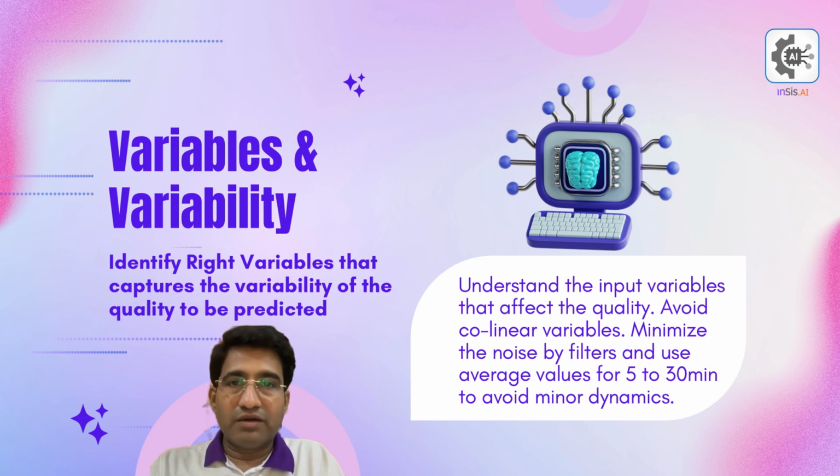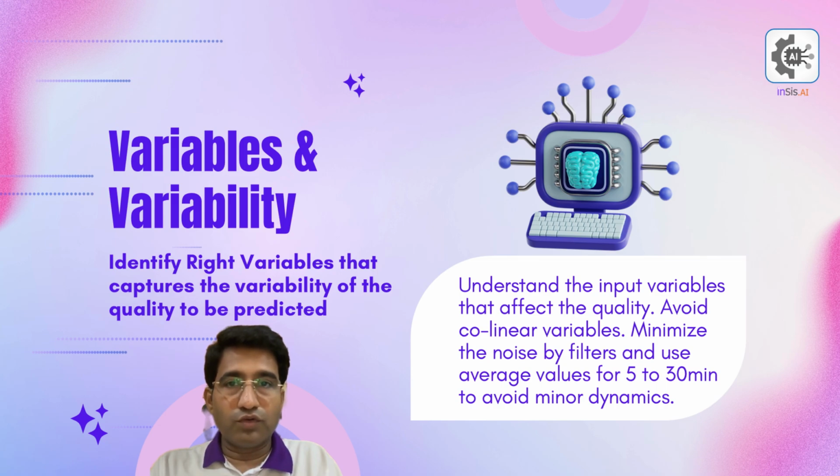Now let's understand what the variables and variability are. For every soft sensor, there will be some input variables and there will be one output variable, which is the product quality. The input variables are typically the process parameters which affect the quality directly or indirectly. So it is very important to select the right variables.